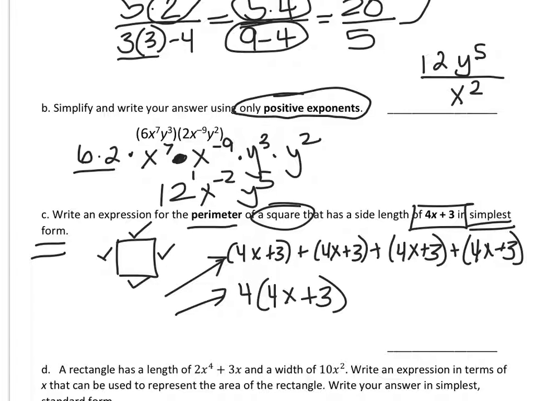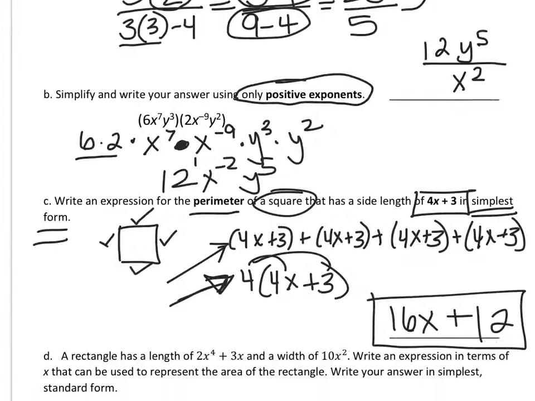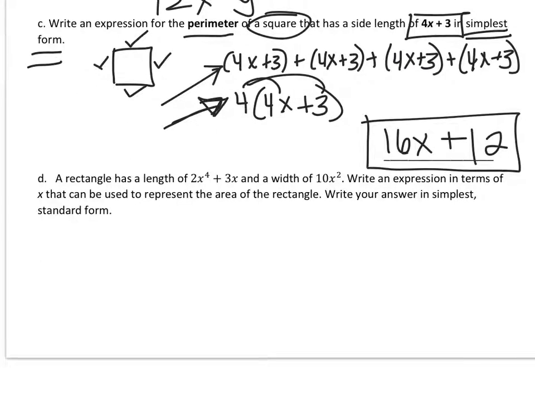So for example, if you're using this expression here, you'd have to distribute. 4 times 4x is 16x. 4 times 3 is positive 12. So the expression that represents the perimeter is 16x plus 12. Perimeter is adding. Letter D is about area.